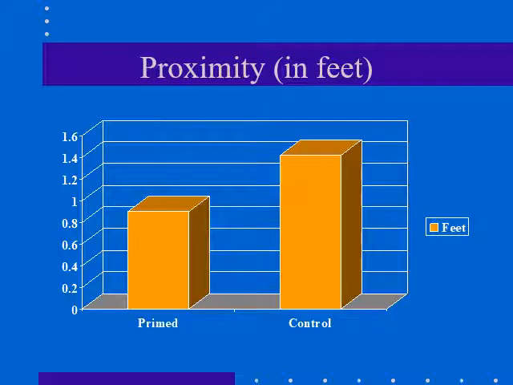And in fact, prime guys sat less than a foot away from her on average, whereas control men sat about a foot and a half away from her. So the proximity hypothesis was also supported.